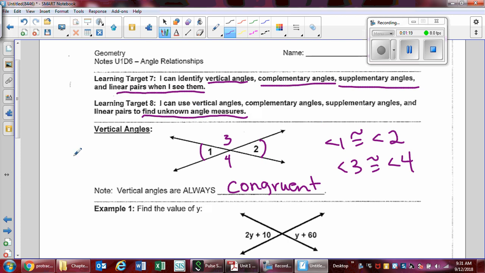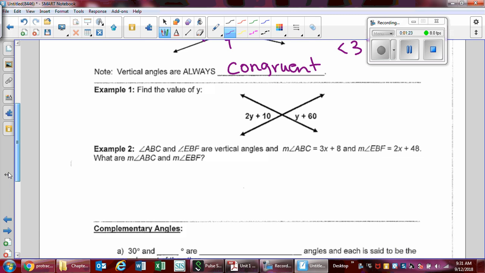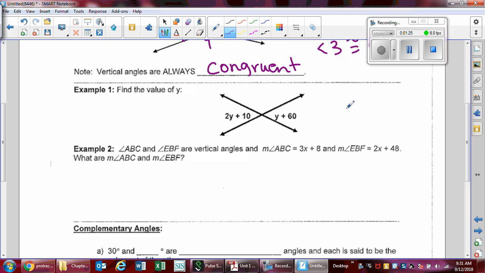Okay, so when you have a problem like example 1, they ask you to solve for y. You know by just looking at it, this is a vertical angle, right? That means they are going to be congruent. So to solve for y, you just say, okay, 2y plus 10 is going to be equal to y plus 60. And then you just solve it as if you're solving any other equation.